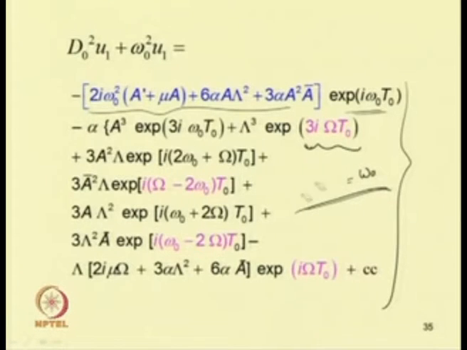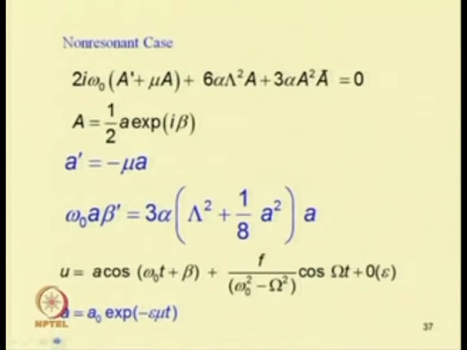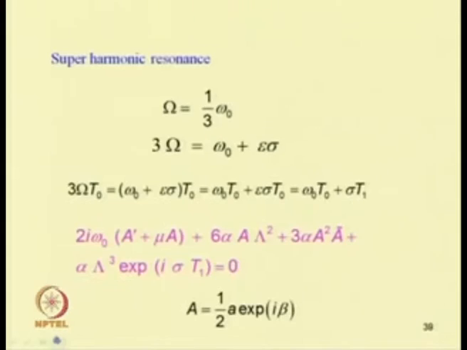So, we have seen the different types of resonance condition. First, one can study the non-resonant case. In the non-resonant case, similar to the previous one, it will decay. Then we have the superharmonic resonance condition, where we have seen the case 3 omega equal to omega 0.